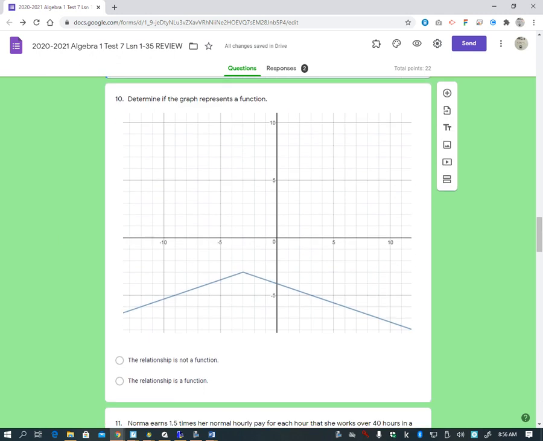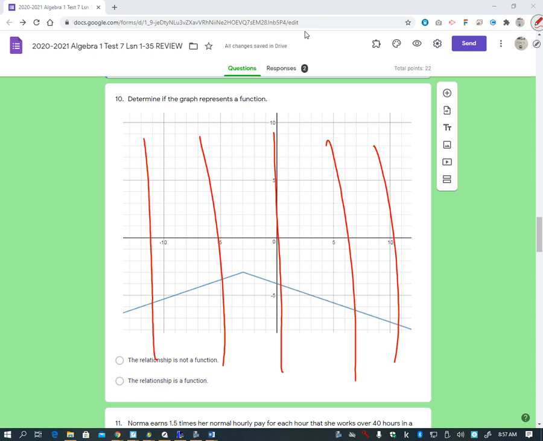Okay. All right, question number 10. Determine if the graph represents a function. How can I test? The vertical line test. What is the vertical line test, or what am I looking for if I use vertical lines? How do I know if it passes? If it touches only once? Oh, if it touches more than once, it passes?